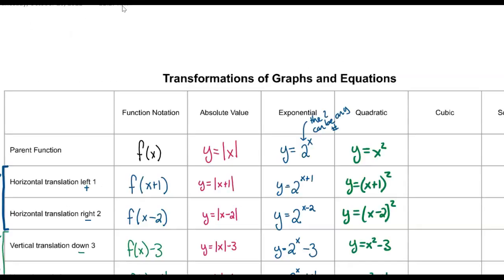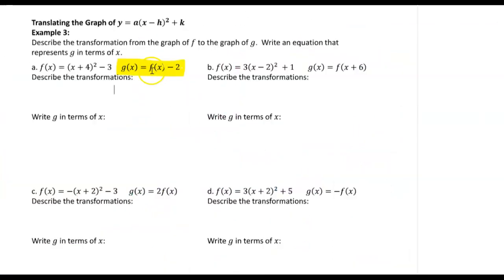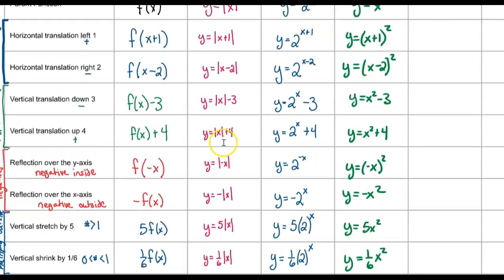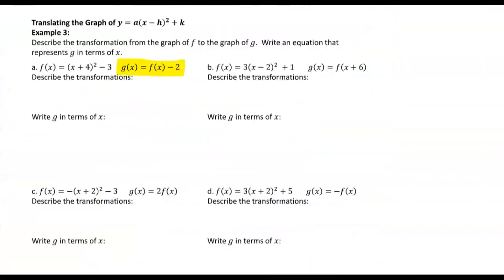So look at our transformations chart. Right here we have function notation, so we're going to look for something similar. So this says f of x minus 2. Note how the minus 2 is on the outside. So it very much looks like this one, f of x minus 3. So that's a vertical translation down 3. So ours is a vertical translation down 2. And I'm okay if we just write down 2.